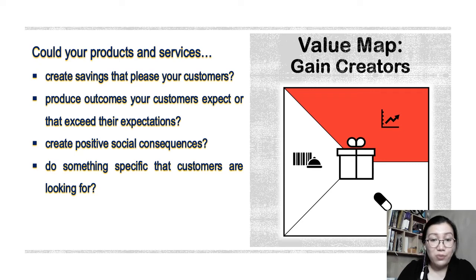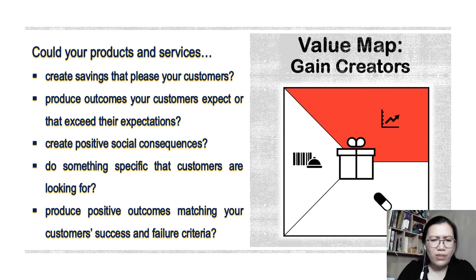Could it do something specific that customers are looking for? It could be in terms of good design, guarantees, or specific or more features. Could it produce positive outcomes matching your customer success and failure criteria? It could be in terms of better performance or lower cost. A gain creator can produce more or less relevant outcomes and benefits for the customers, just like what we have seen for pain relievers. So make sure you differentiate between essential and nice to have gain creators.